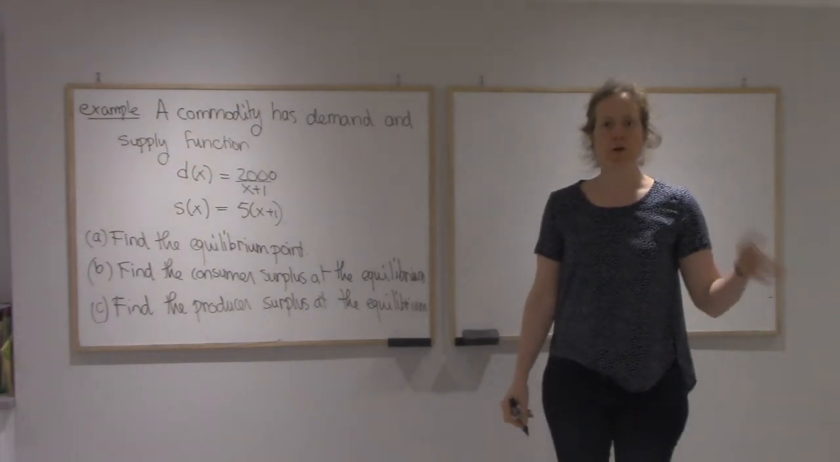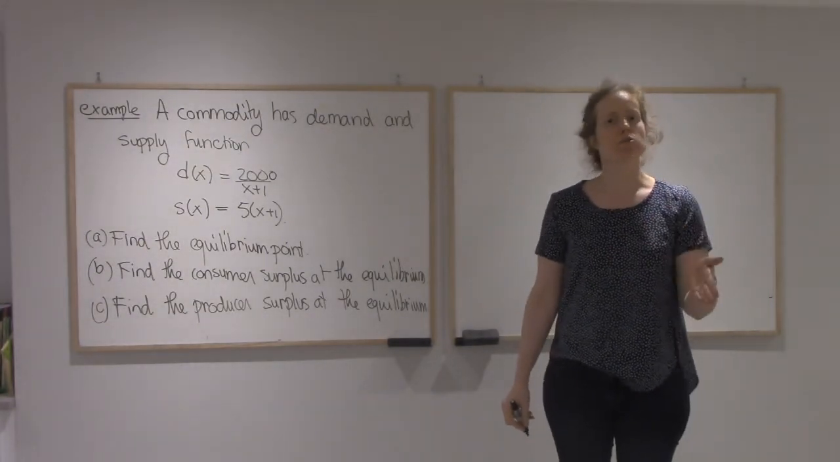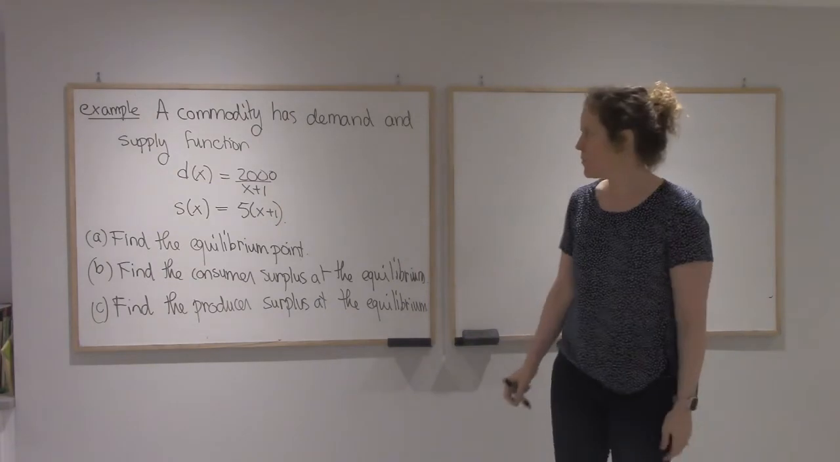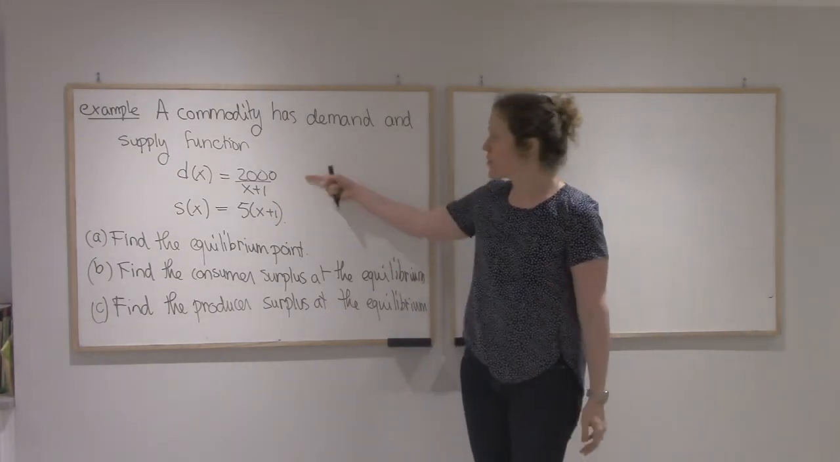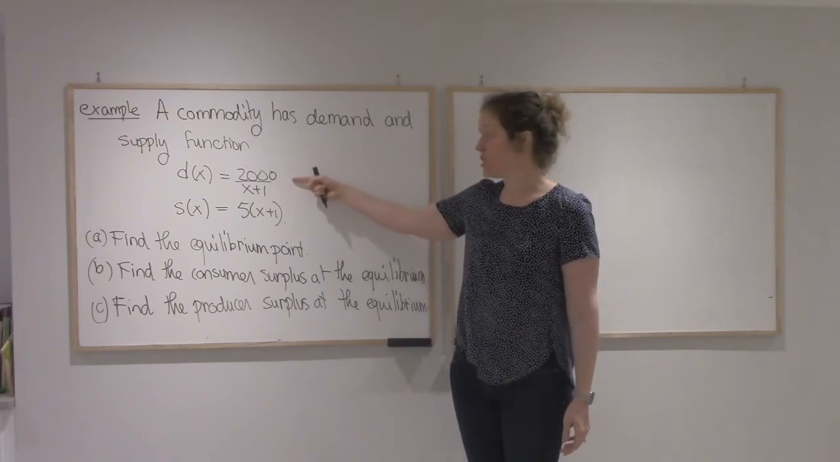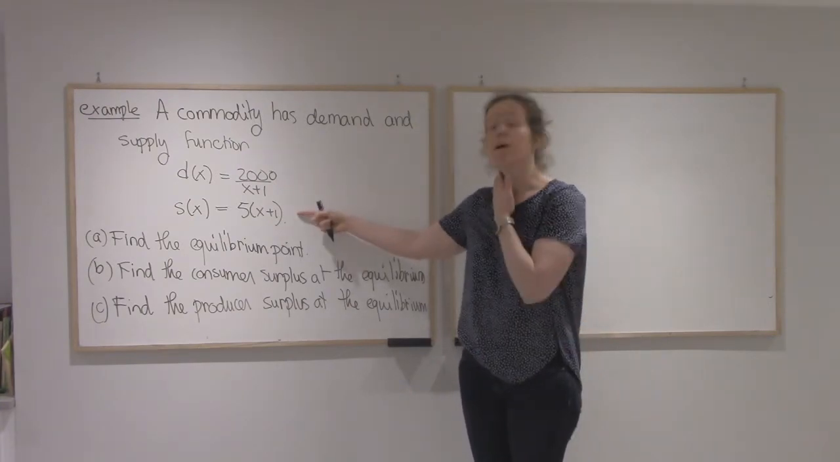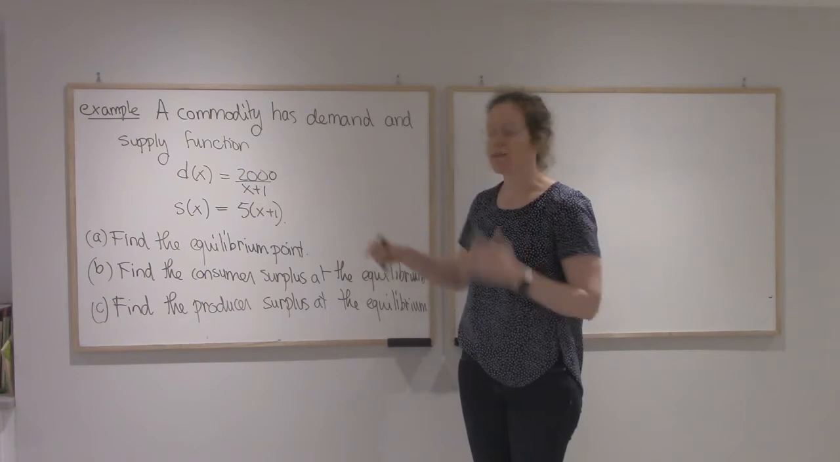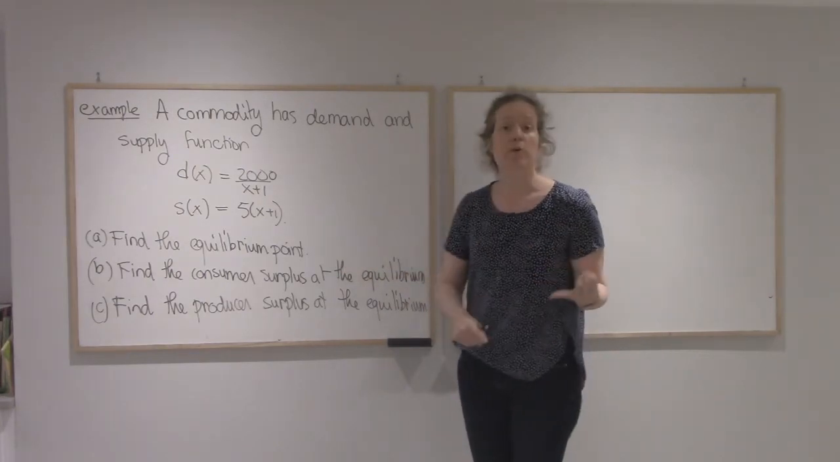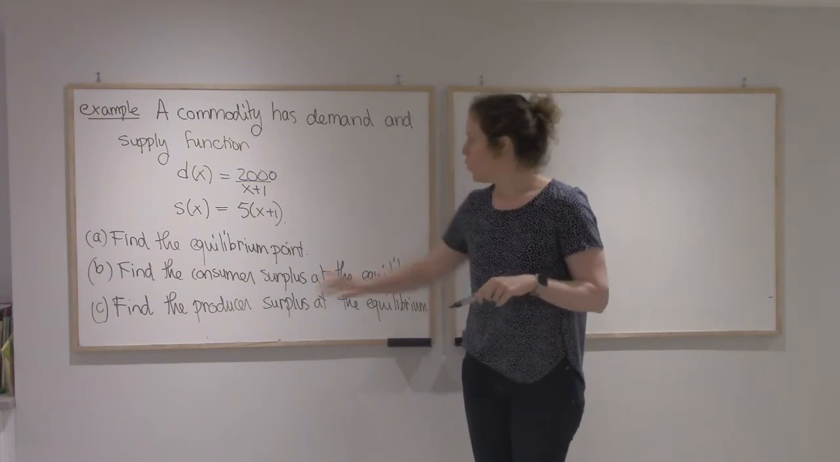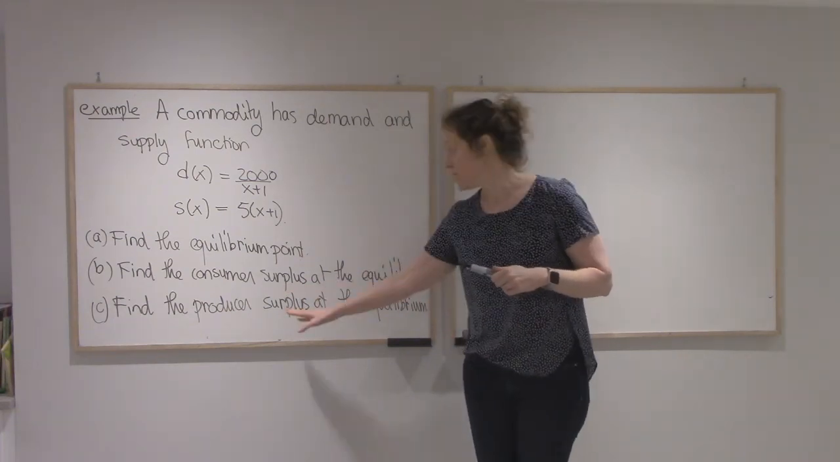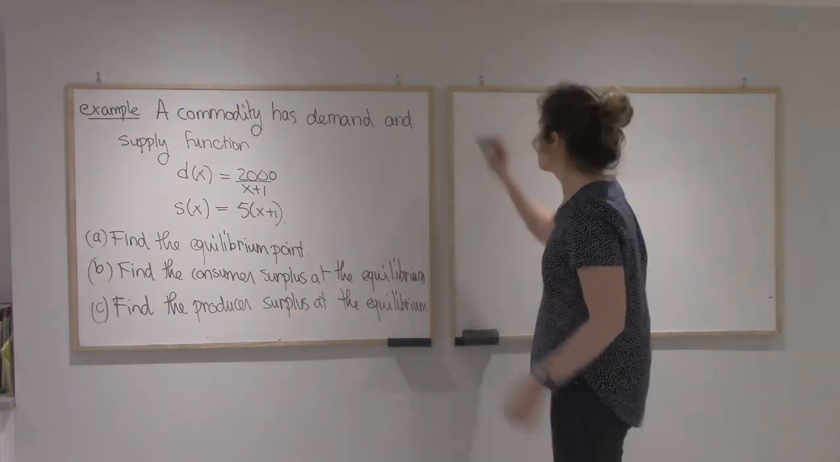In the last video, we defined consumer and producer surplus using an integral. In this video, we'll do an example of finding both. For this market, where the demand function is 2000 over x plus 1 and the supply function is 5 over x plus 1, we'll be looking for the equilibrium point, and at that equilibrium point, we'll find the consumer surplus and the producer surplus.